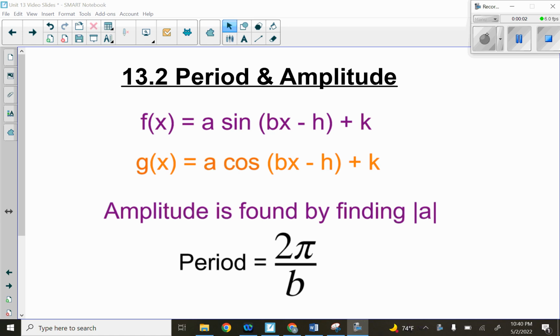In 13.2, we're focusing in more on period and amplitude and looking at equations. So we have our sine function, which is f of x equals a sine of bx minus h plus k. And then our cosine function is a cosine of bx minus h plus k.